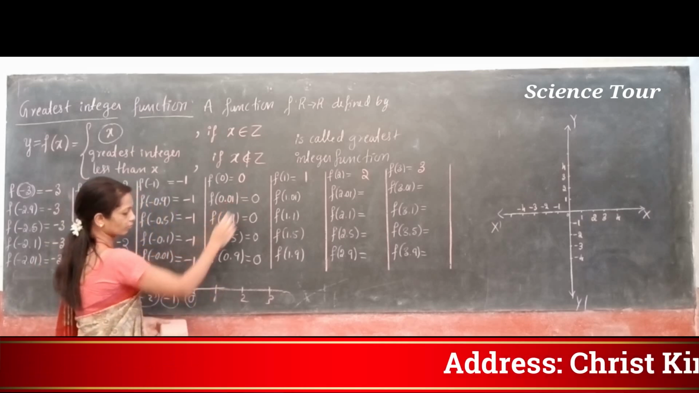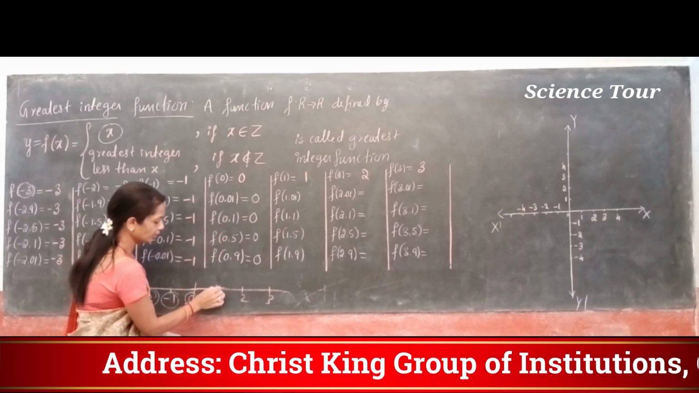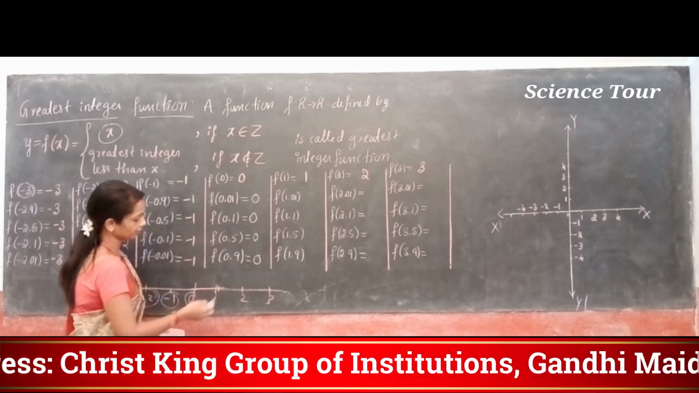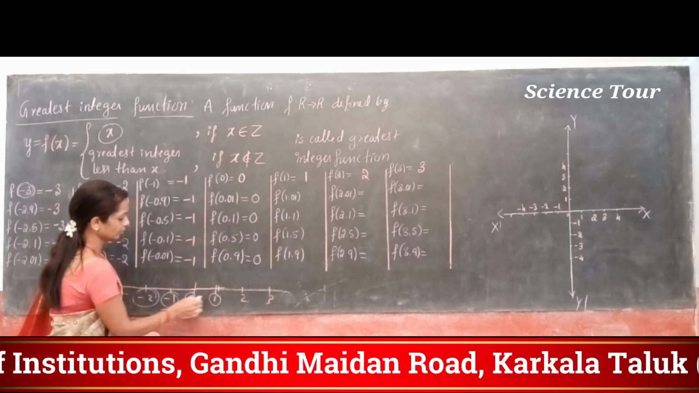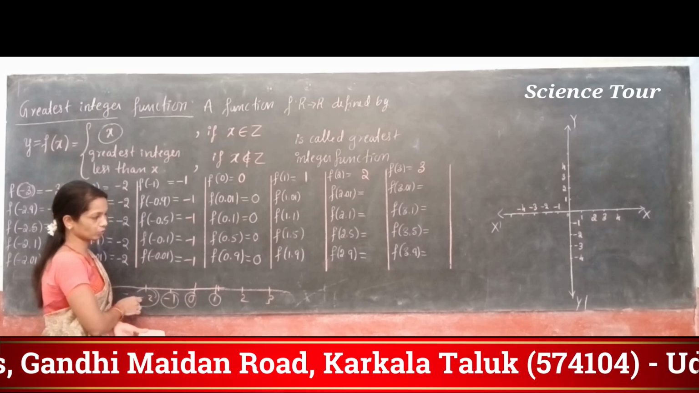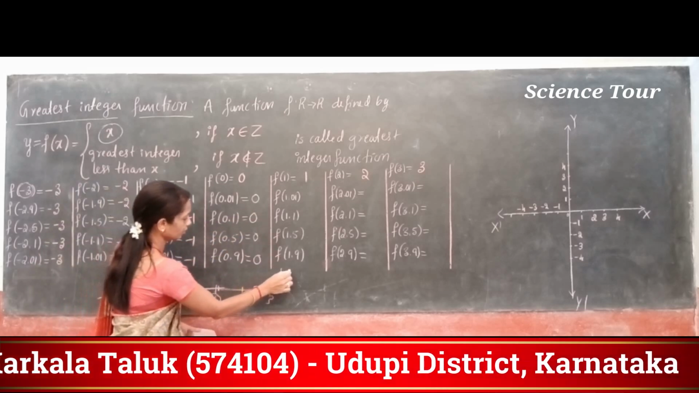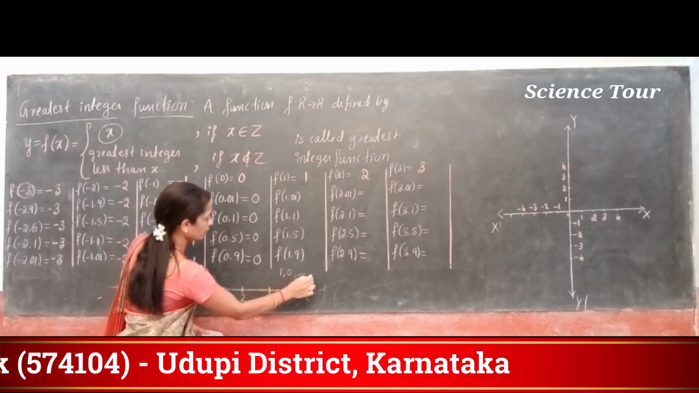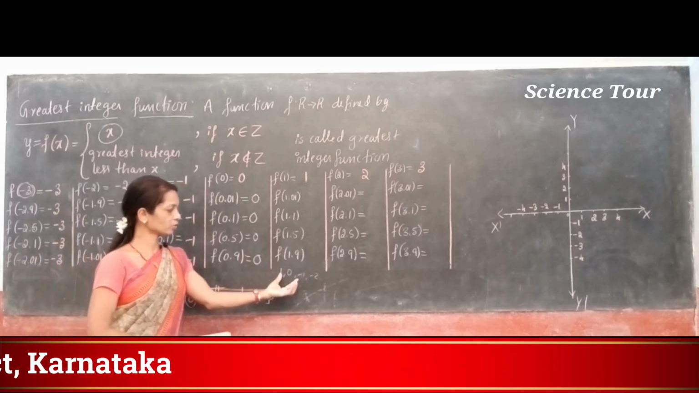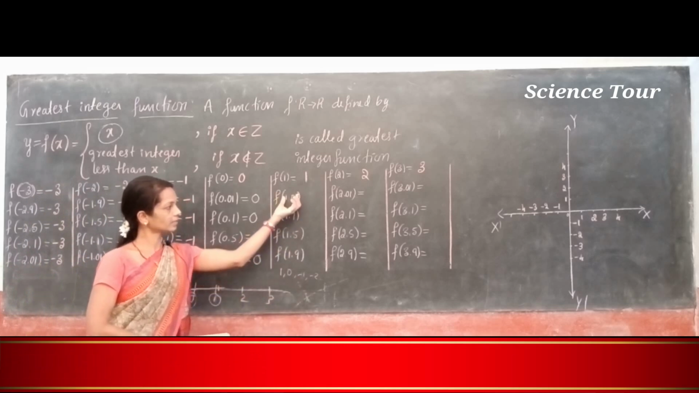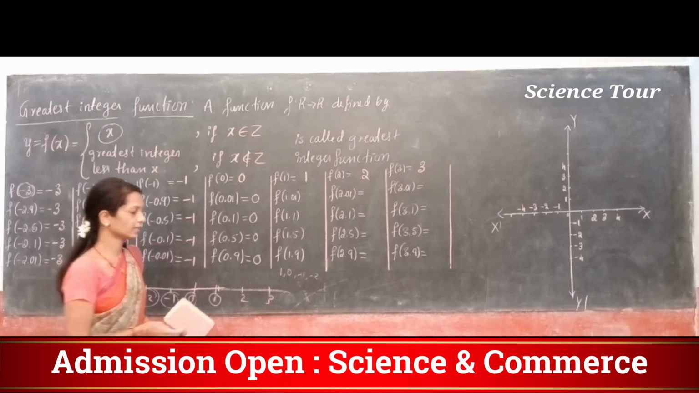See, f of 1 we already wrote, that is 1. Next, f of 1.01 comes somewhere here, and less than that, which integers do you have? 1, 0, minus 1, minus 2. In this column you have the integers 1, 0, minus 1, minus 2, etc. These are the integers which are less than these numbers, right? In that, what is the greatest one?